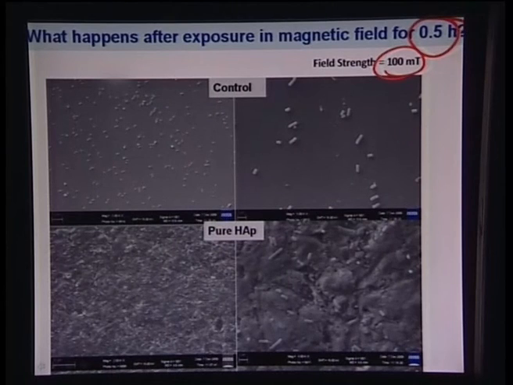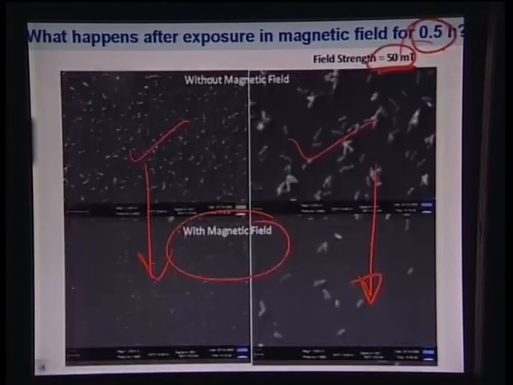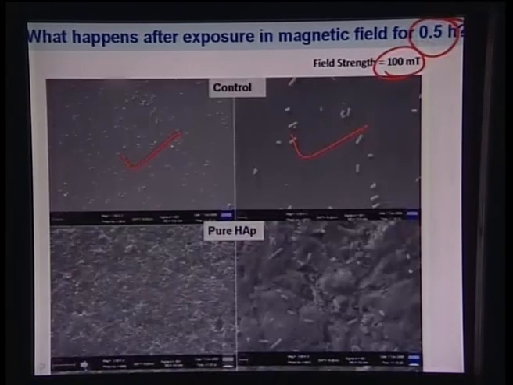What we see here is that in the control sample the number of bacteria is higher, then less at 50 millitesla, and at 100 millitesla, certainly increasing the magnetic field has a positive effect as far as the reduction in the number of bacterial cells is concerned.